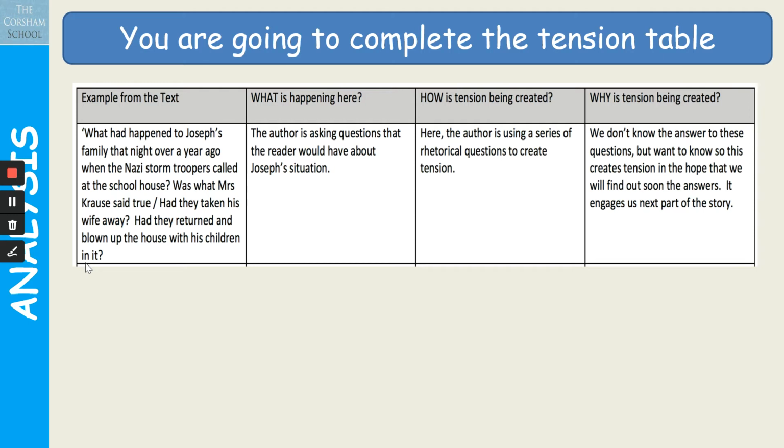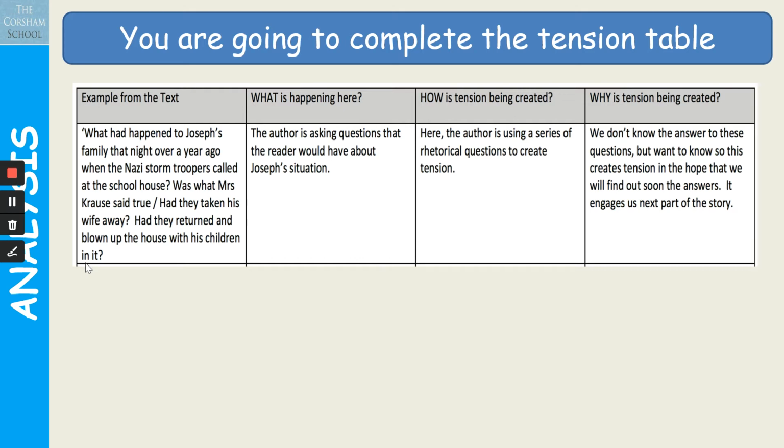So the first box there to the left is the example from the text. This is our evidence. What happened to Joseph that night over a year ago when the Nazi stormtroopers called at the schoolhouse? Was what Mrs. said true? Had they taken his wife? Had they returned and blown up the children in it? The next box across is what's happening here. I know that we've got several questions being asked about Joseph's situation.